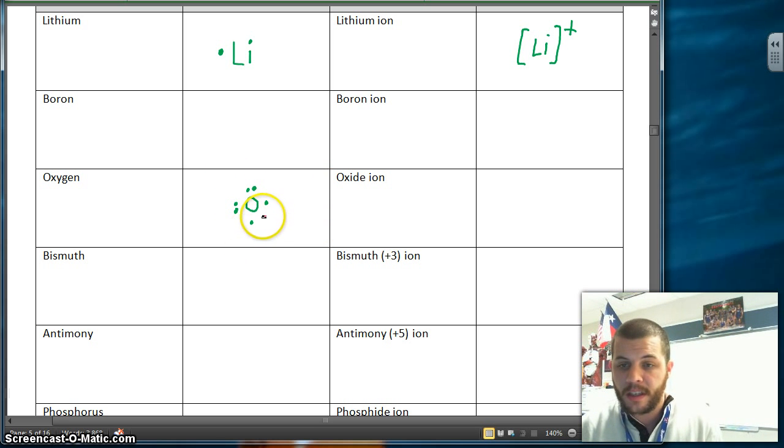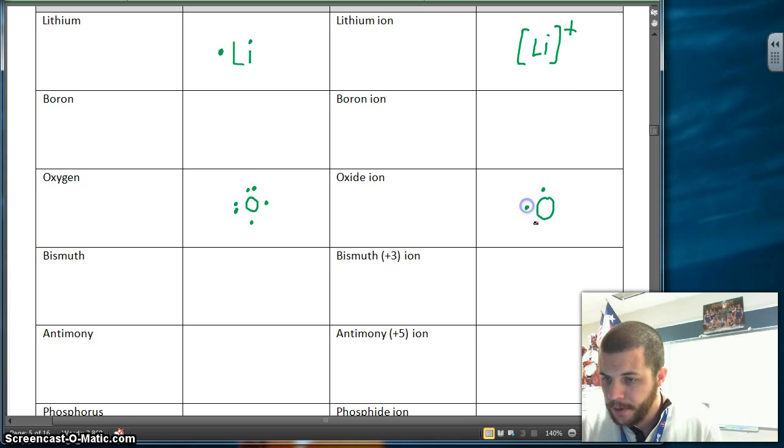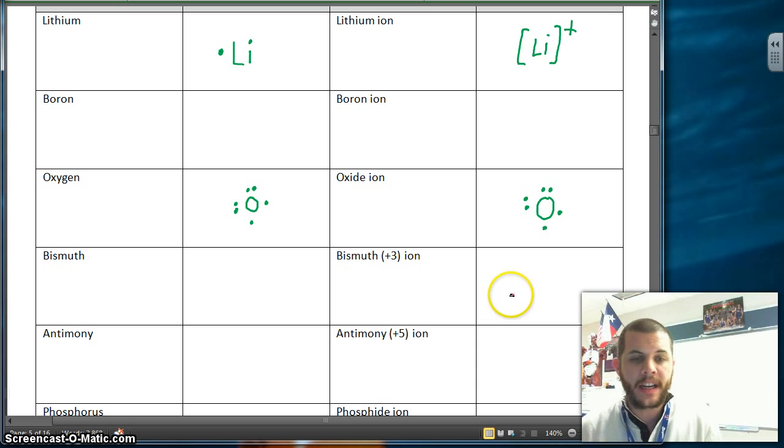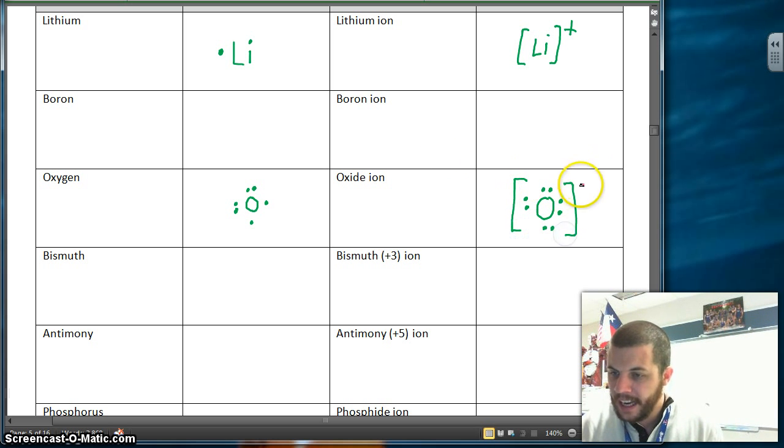So we're going to continue to fill this up until we get 8 electrons. So I'm going to draw the same one I had, oxygen with 1, 2, 3, 4, 5, 6 electrons. And now I'm going to draw in the electrons that it gains as well. So of course oxygen is going to gain 2 electrons. We're going to put brackets around it and give it a charge.